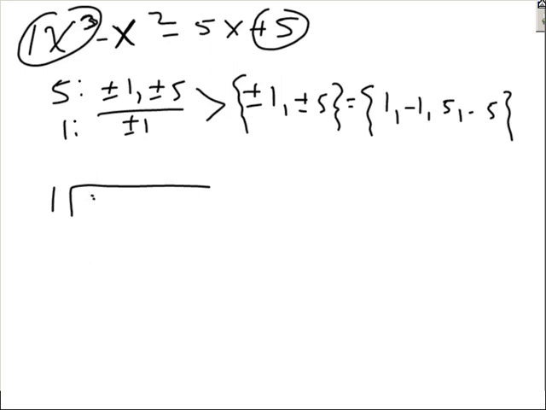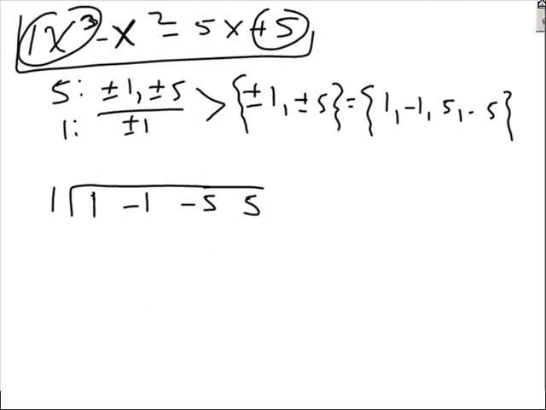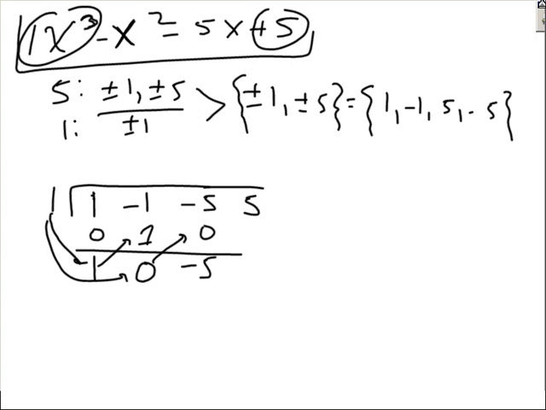Our beginning polynomial, this one up here, has 1x cubed, negative 1x squared, negative 5x, plus 5. I like to put a 0 here. I add, I get 1. I multiply, I get 1. I add, I get 0. I multiply, I get 0. I add, I get negative 5. I multiply, I get negative 5. And I add, and my remainder is 0. So x equals 1 is a 0.